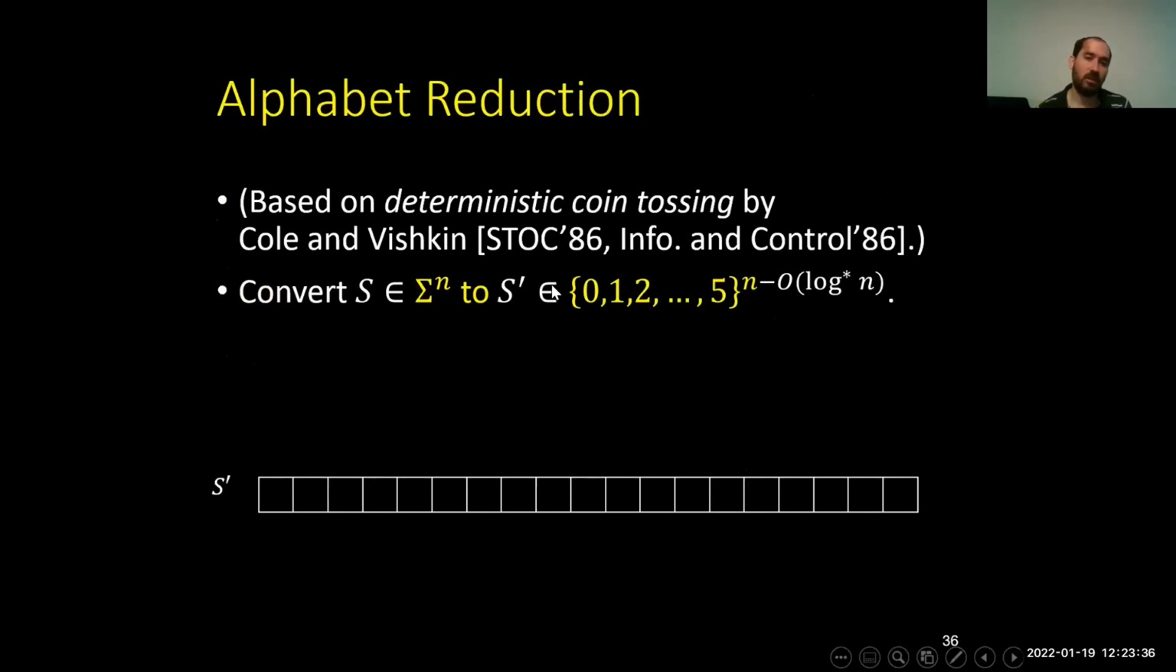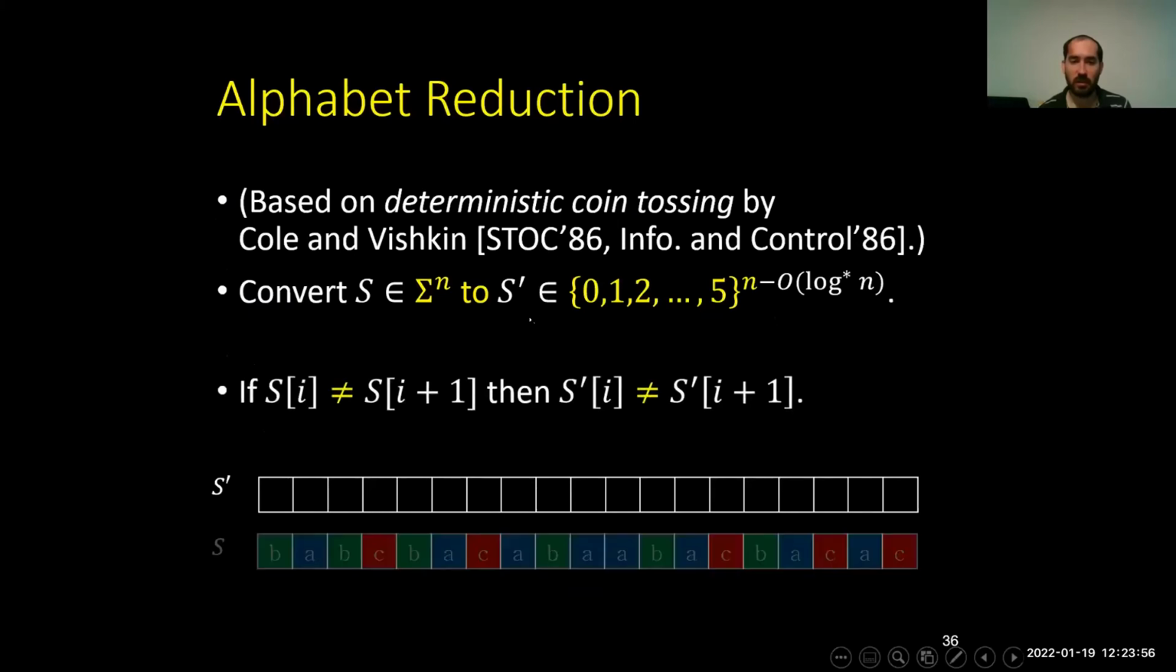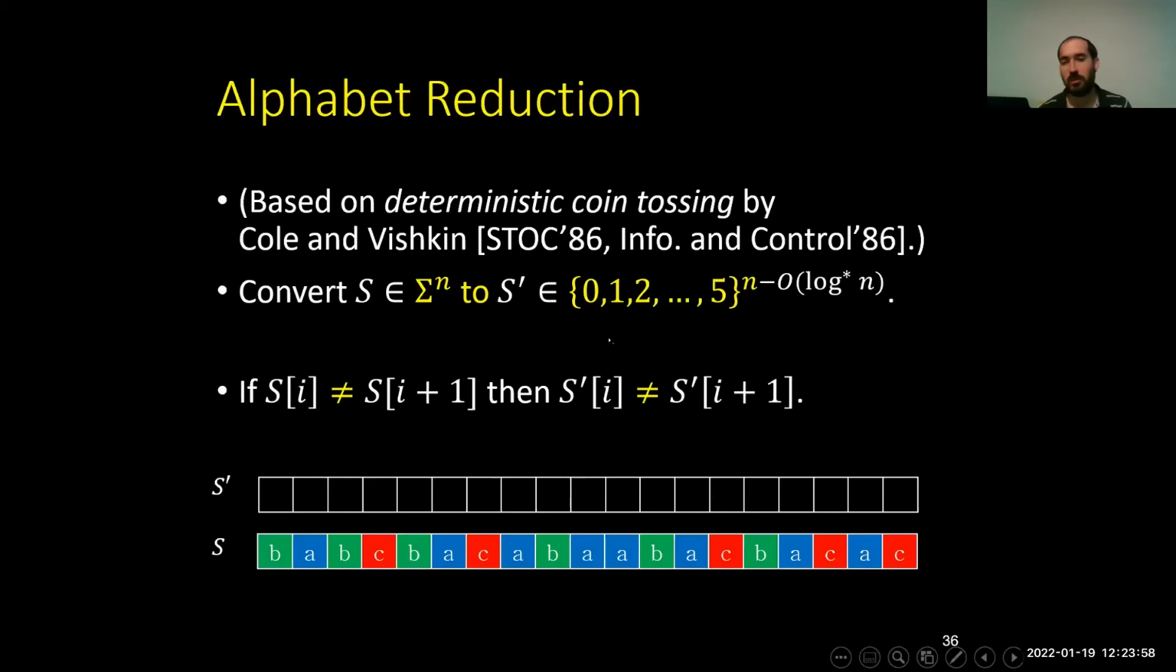So the basic idea for our deterministic construction is going back to the 80s. It's going back to the technique of deterministic coin tossing that was introduced by Cole and Vishkin. So the idea here is to have a method to change the alphabet of a given string, to convert a given string over a general, polynomially large alphabet, to S prime over a constant alphabet.